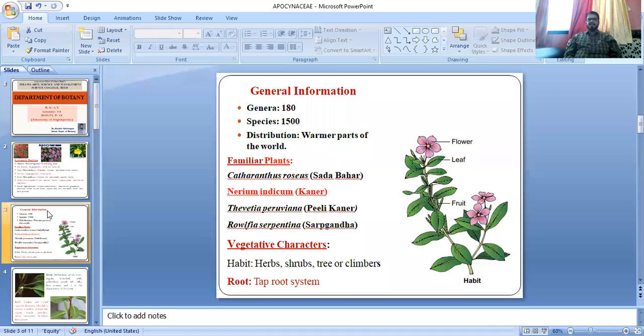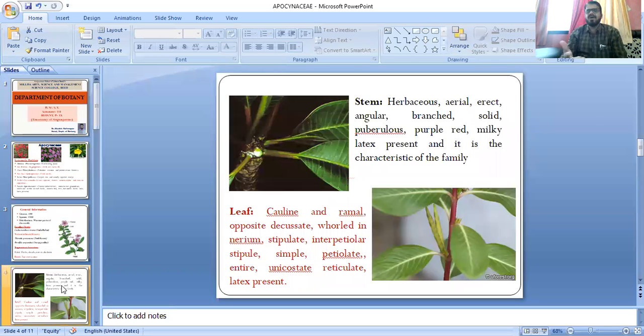Yes, so tap root system is the characteristic of dicotyledons. तो जो भी अपन 8-10 फैमिली जो भी पढ़ेंगे 10 से 12, तो उसके अंदर आपको टैप रूट ही मिलेगा. जब भी रूट का डिस्क्रिप्शन आएगा वेजिटेटिव कैरेक्टर में, आप टैप रूट ही पाएंगे. व्हाई? बिकॉज द फैमिली इज ऑफ डाइकॉट. देन इन केस ऑफ मोनोकॉट, द रूट सिस्टम इज एडवेंटेशियस रूट सिस्टम. Yes. Then next to this we have to see the stem.